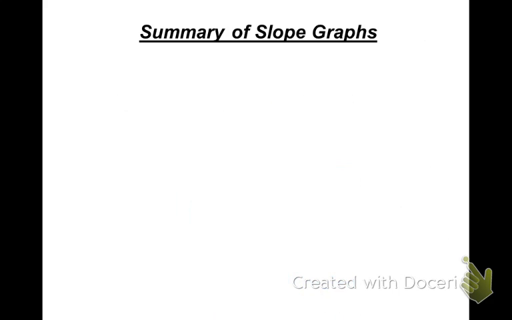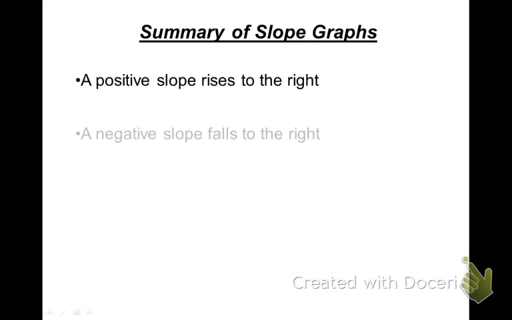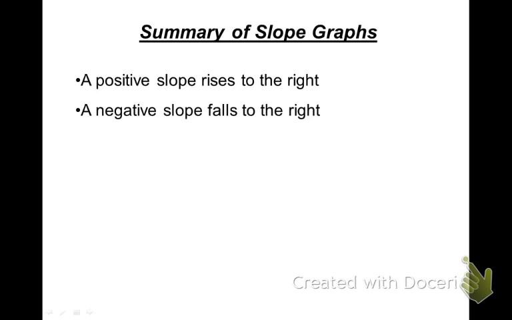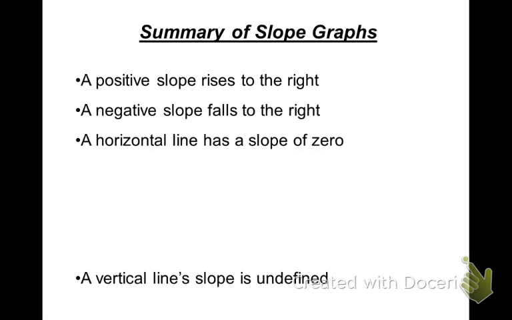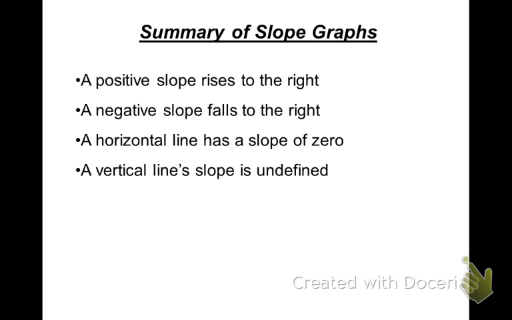Okay, so what are all the possibilities for different kinds of slope? We can have positive slope that's going to rise to the right. We're going to have negative slope that's going to fall to the right. We have horizontal lines that have a 0 slope, and we have vertical lines that have a slope that's undefined.